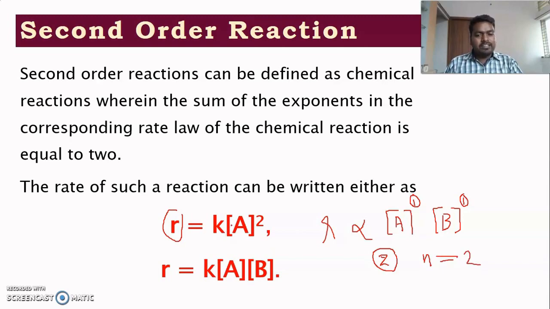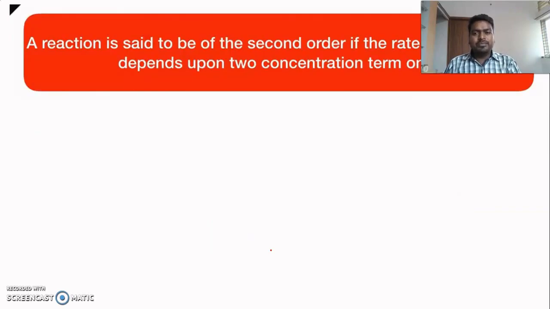Sometimes the concentration of one of the reactants doubles the rate of reaction. At that moment also the order is 2. Sometimes both reactants are equally responsible for increasing the rate of reaction, that is, both reactants contribute the same. So this is called a second order reaction.